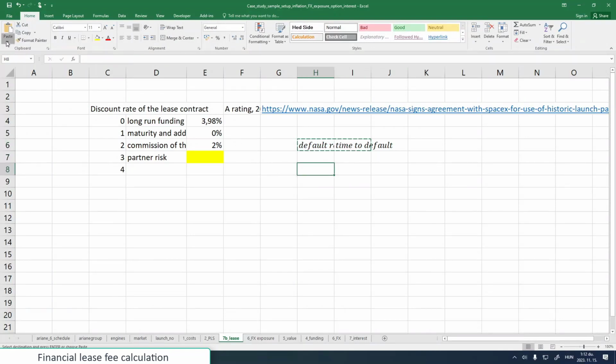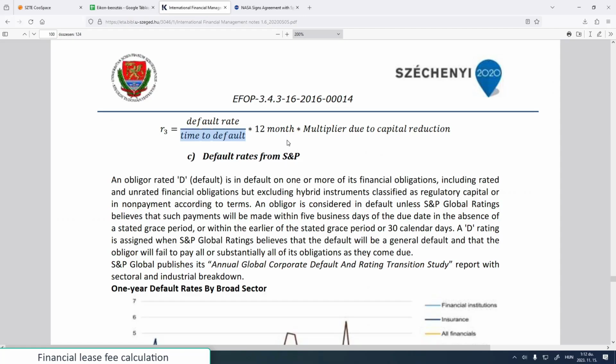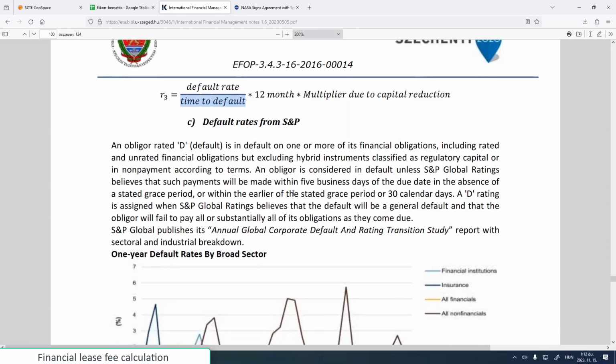I don't want this special formatting, so let's... But I used just... No, that's just not the numbers. Okay. Now let's type it. Okay, default rate, time to default, and there is no other issue. So now let's see the annual global corporate study.